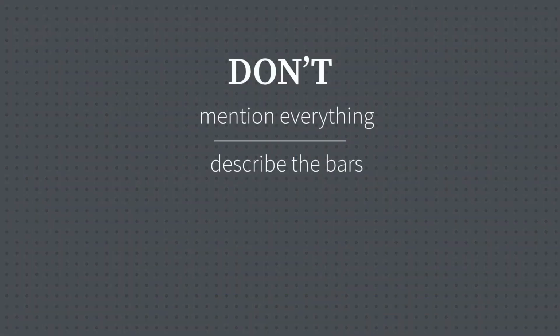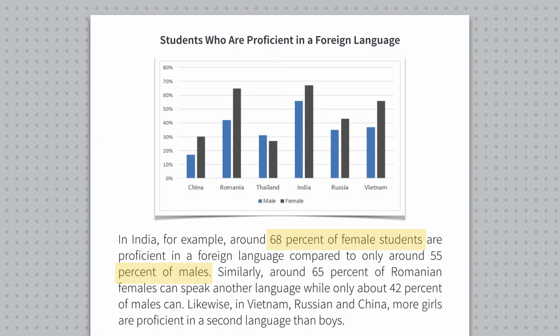The next thing you shouldn't do is describe the bars. You have to remember that the bars represent something. So talk about what the bars represent. You can see here we said 68% of female students, 55% of males. This is what the bars represent. So try not to use the word bar when you're describing a bar chart. Talk about what the bar represents.